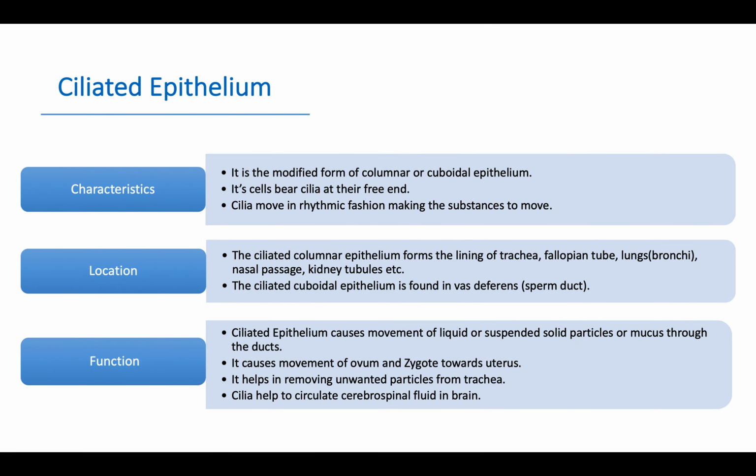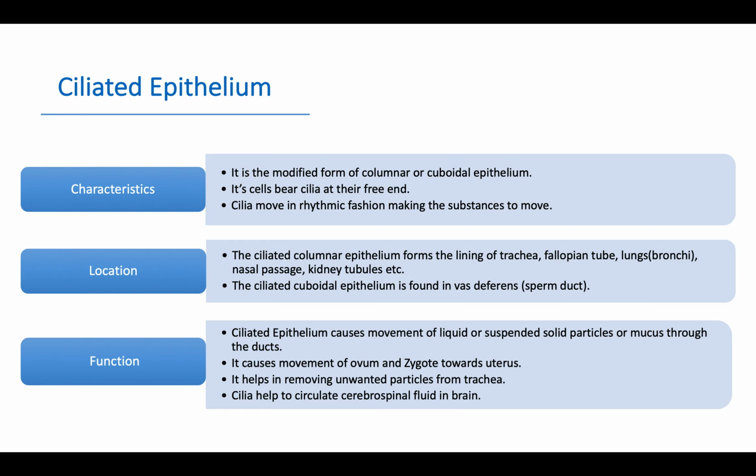Ciliated epithelium. Characteristics of ciliated epithelium. This layer on the upper surface of these cells has hair-like cilia, so these are known as ciliated epithelium. It is the modified form of columnar and cuboidal epithelium. Its cells bear cilia at their free end. Cilia move in a rhythmic fashion, making the substances move.